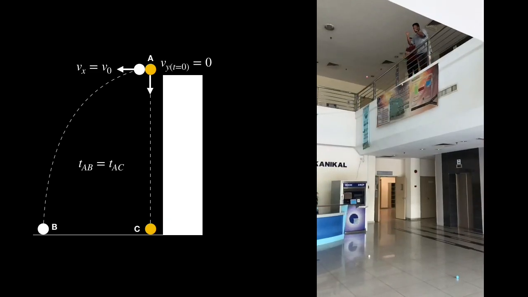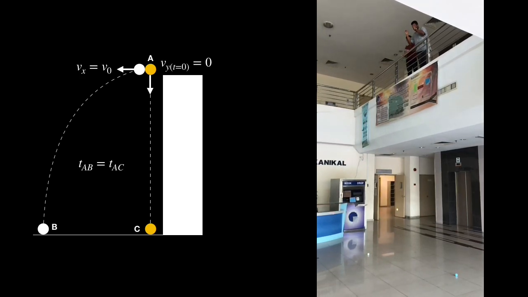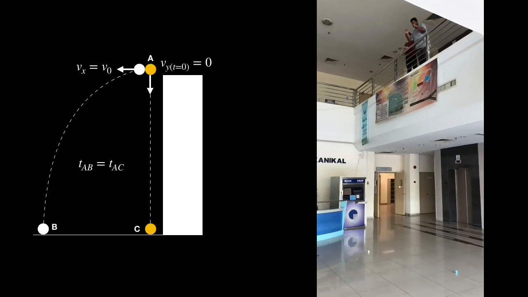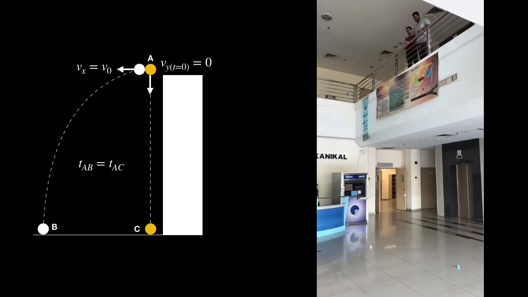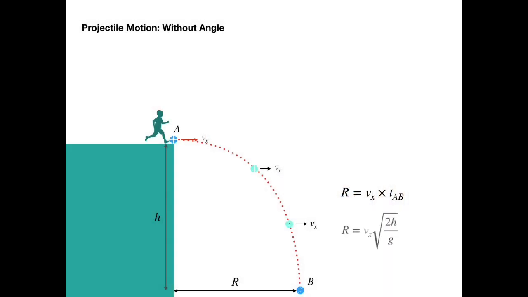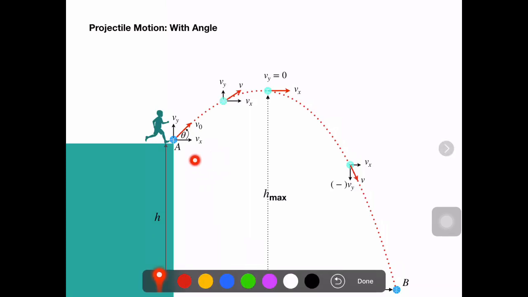Let's see this again. All the process of recording was using my iPad's camera, using the slow-mo functions. Really cool, isn't it? And therefore R depends on initial velocity Vx and also the height of the ball. Now your assignment is to explain in details about projectile motions with angle.